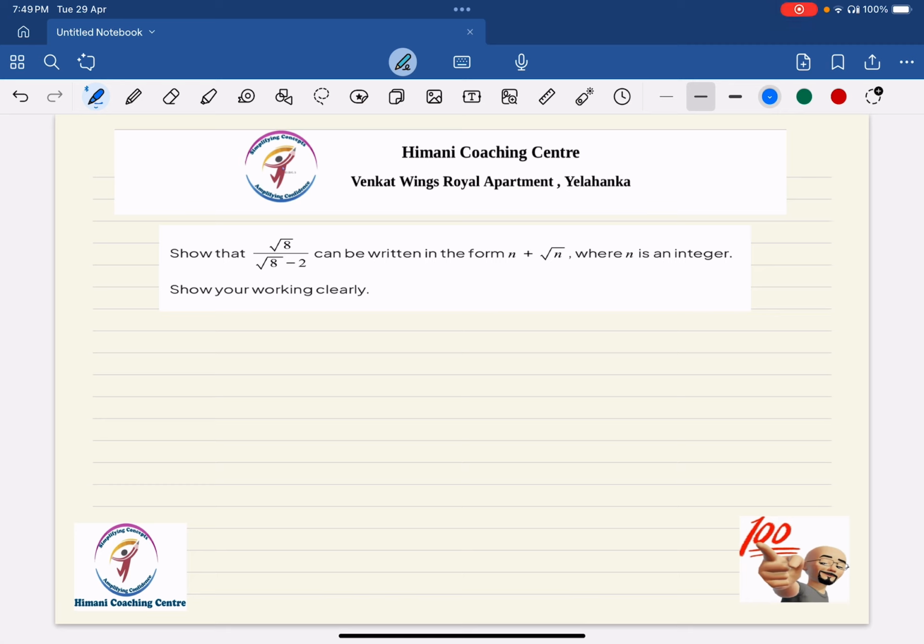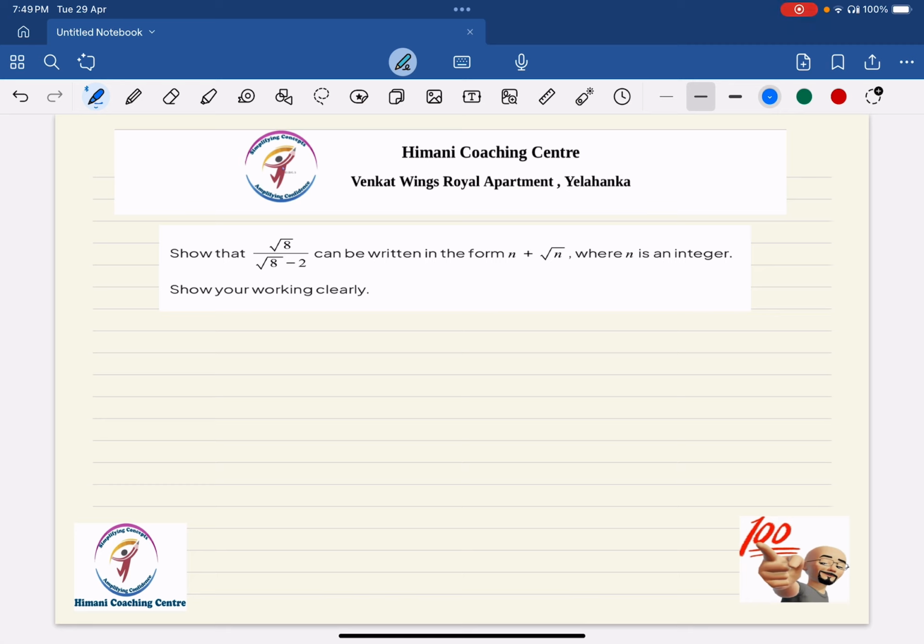Now let us look at the next question. It says show that root 8 over (root 8 minus 2) can be written in the form n plus root n, where n is an integer.